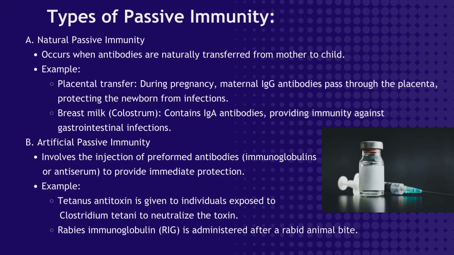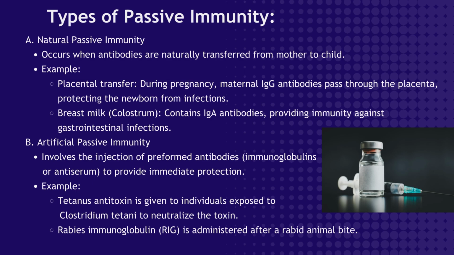Types of passive immunity. Natural passive immunity occurs when antibodies are naturally transferred from mother to child. Example: placental transfer. During pregnancy, maternal IgG antibodies pass through the placenta, protecting the newborn from infections. Breast milk, colostrum, contains IgA antibodies, providing immunity against gastrointestinal infections.